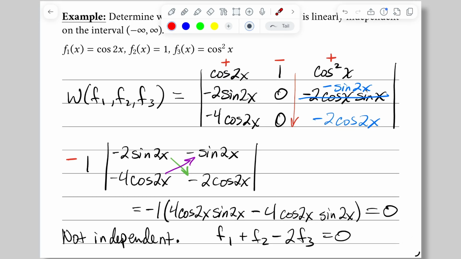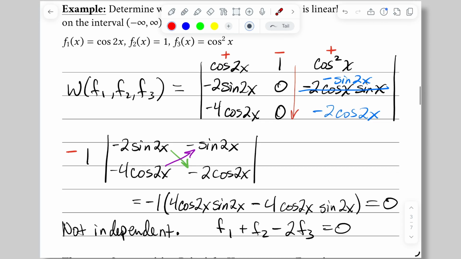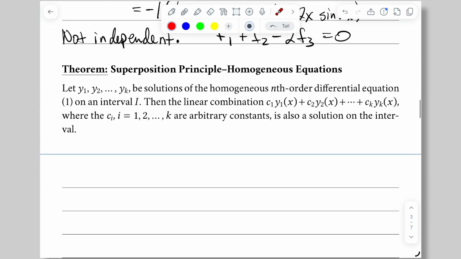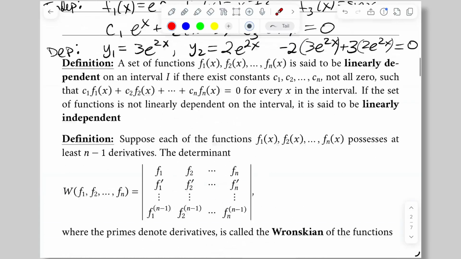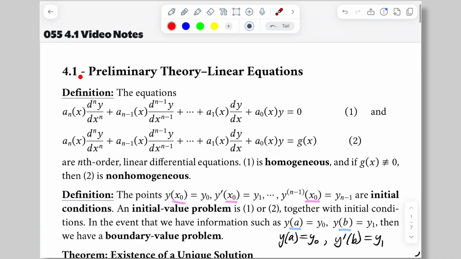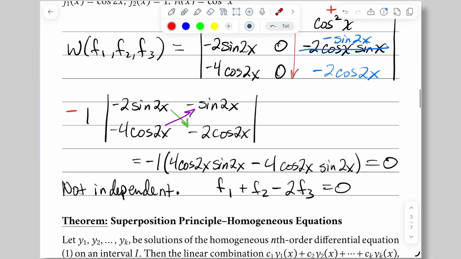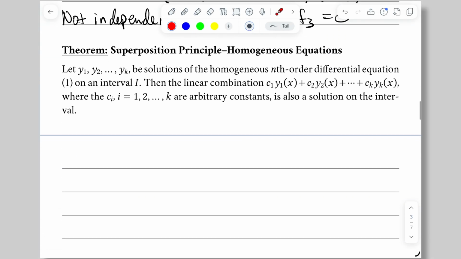I probably should have said earlier, but I'll say it now. This set of videos is just kind of a few things thrown at you, definitions and theorems. I mean, it was in the title of the thing, preliminary theory. So we're not solving things right now, but we're laying foundation for what we're going to be seeing. And part of that foundation is something called the superposition principle. There's going to be one for non-homogeneous equations later. This one is for homogeneous equations.